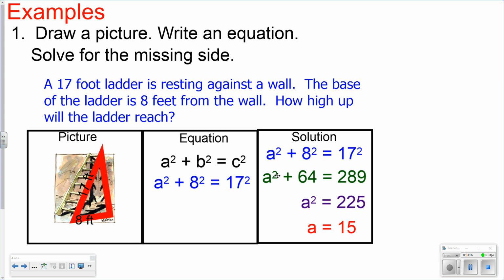So first, 8 squared is 64, and 17 squared is 289. I'm going to subtract 64 from each side and get a squared is 225, so a is 15. If I look back at my problem, the legs are 8 and 15, and the hypotenuse is 17. Yes, it's the longest side. If I add 8 plus 15, that's 23. So together, those are longer than the hypotenuse.